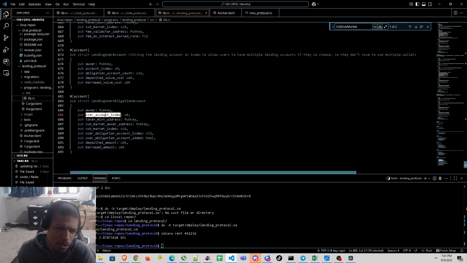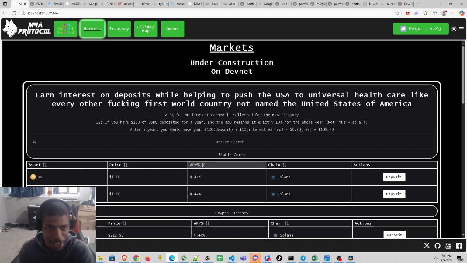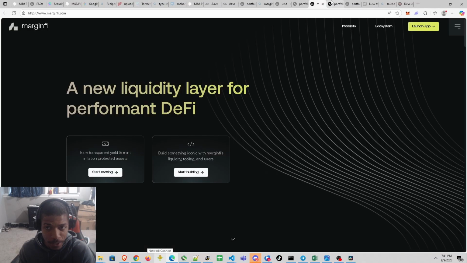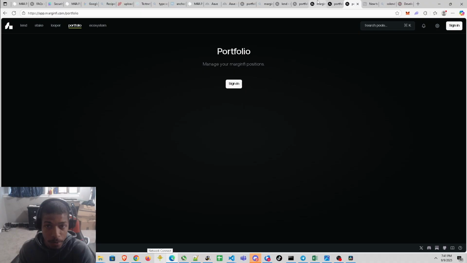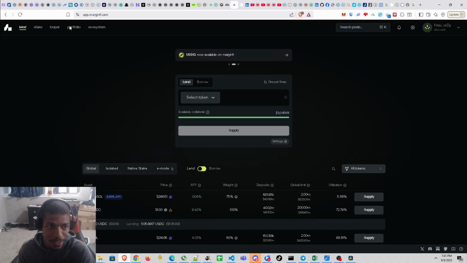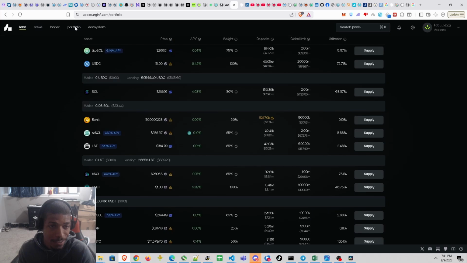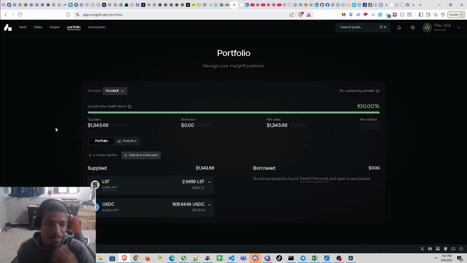There's also a user account index. This is just in case a user wants to have more than one borrowing and lending account. And I'll show you what that looks like in a UI, since Marginfi is doing that, and I want it to have what they had. If we're not signed into any... Here, portfolio. Why is it stuck when I need it not to be stuck? Okay.